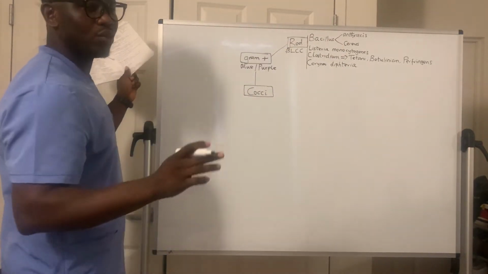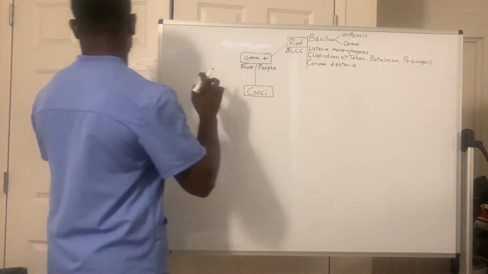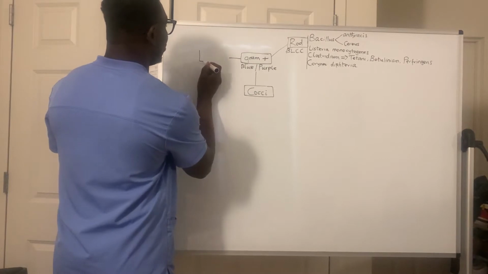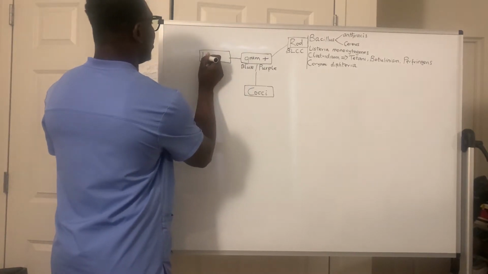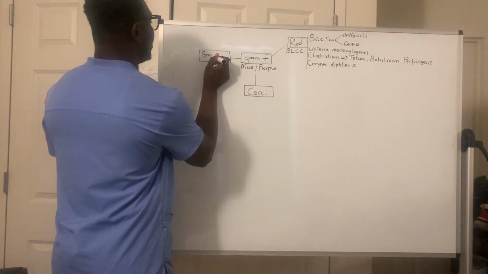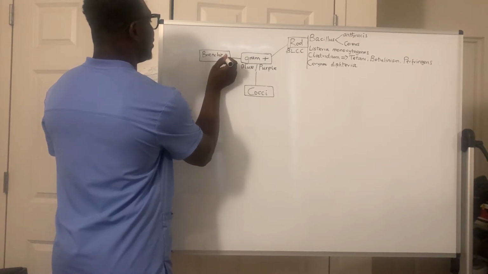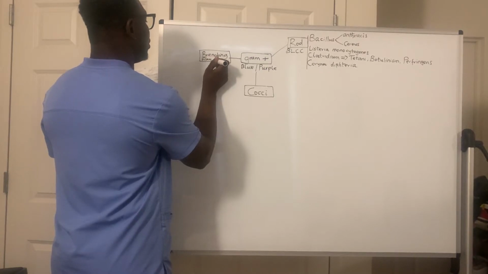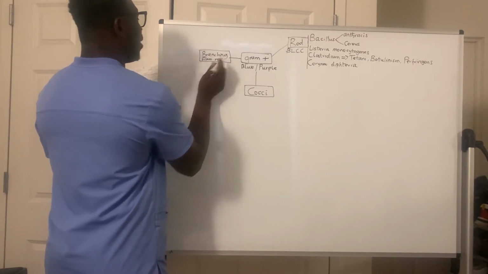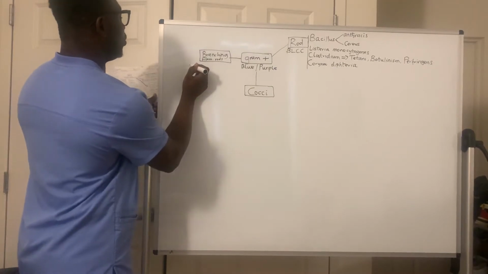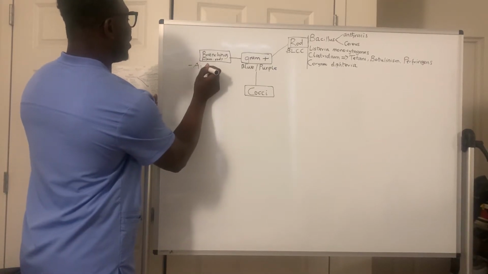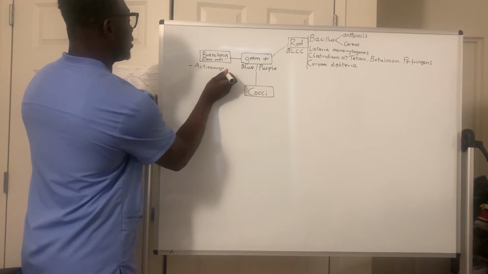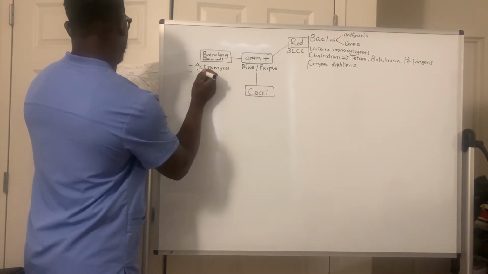So now we also have branching filamentous rods. These kinds of bacteria form branches. Under the branching filamentous rods, we only have two. We have Actinomyces, and then we have Nocardia.